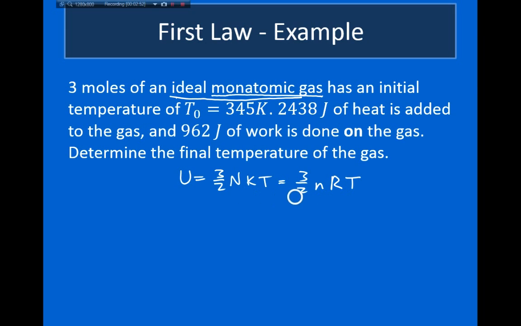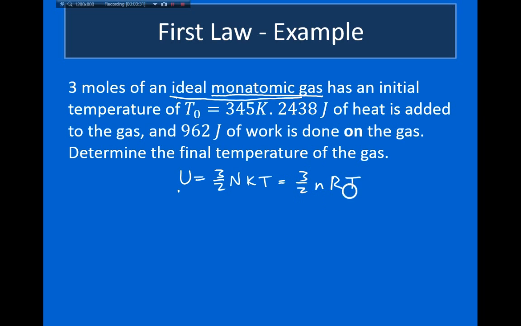And the reason that I can do this, one easy way to think about it, is that when I go from a capital letter to a lowercase letter, I do this by dividing by Avogadro's number. So to go from this capital N to this lowercase n, I divide by Avogadro's number. Conversely, to go from a lowercase k to a capital R, I multiply by Avogadro's number. So in the end, those two things cancel out. So I have that the internal energy of the gas is just 3/2 nRT, where n is now the number of moles. So this is the relationship between the internal energy and the temperature.